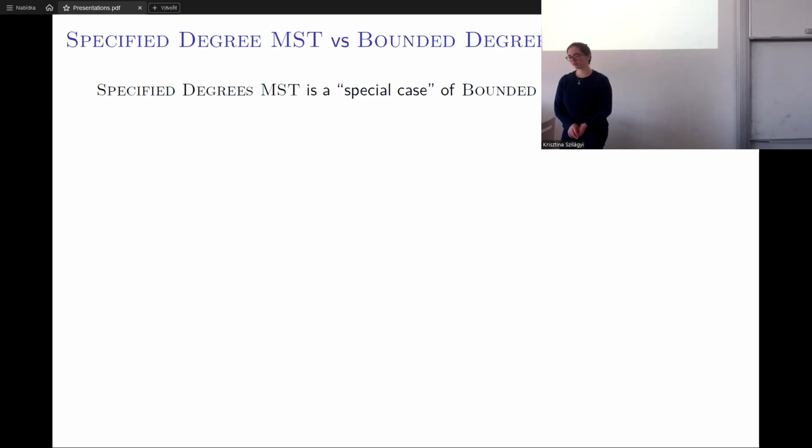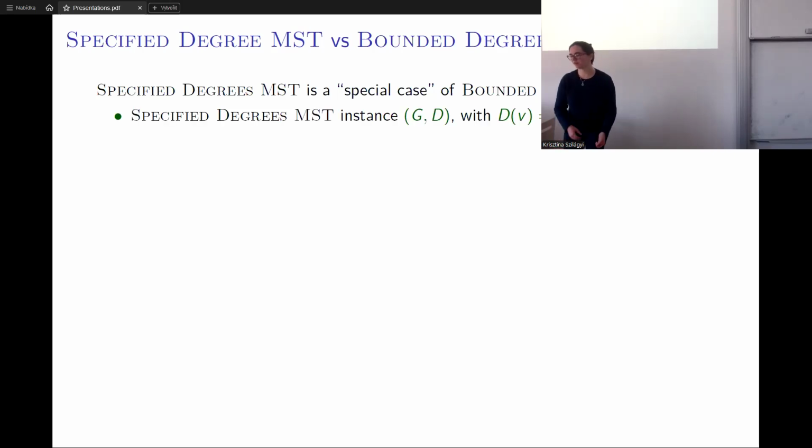So what we can notice is that this specified degree MST is a special case of bounded degree MST. Recall that in specified degrees, we only give one degree that's allowed, and in bounded degrees, we give an upper bound of the allowed degrees. Of course, this is not literally a special case, as in an instance of specified degrees is not an instance of bounded degree MST, but there is a very easy reduction.